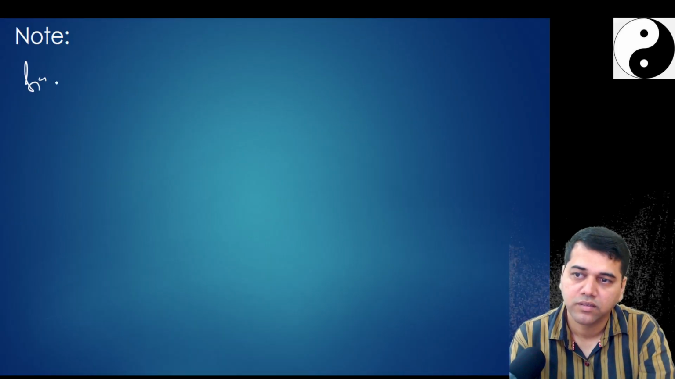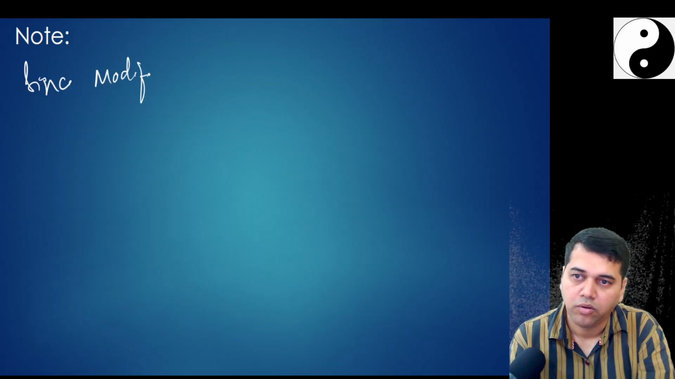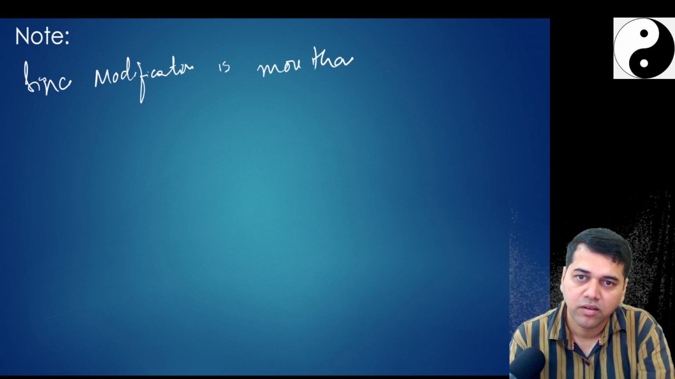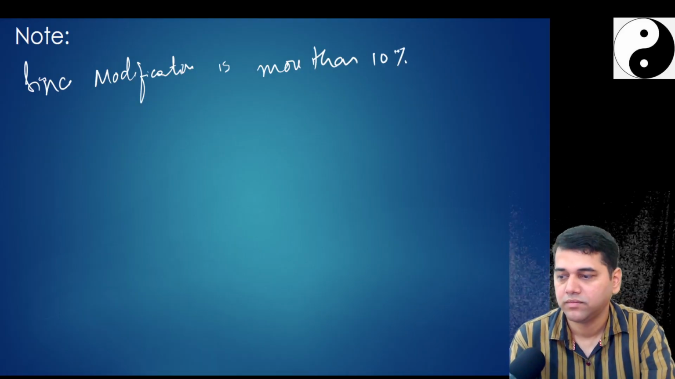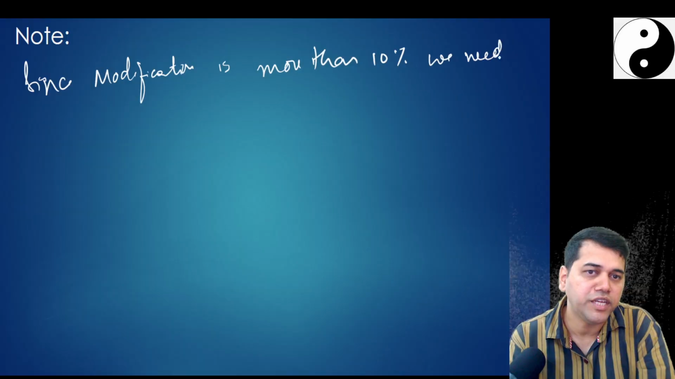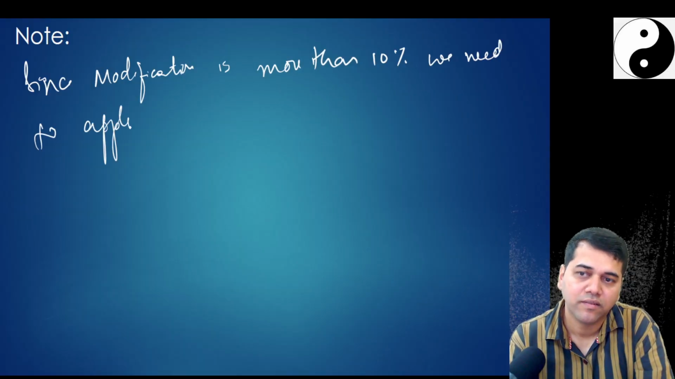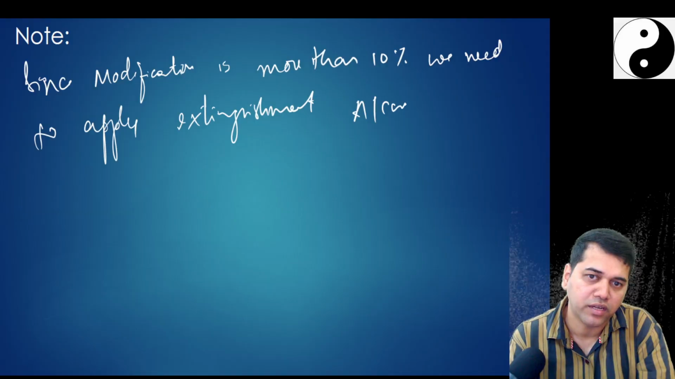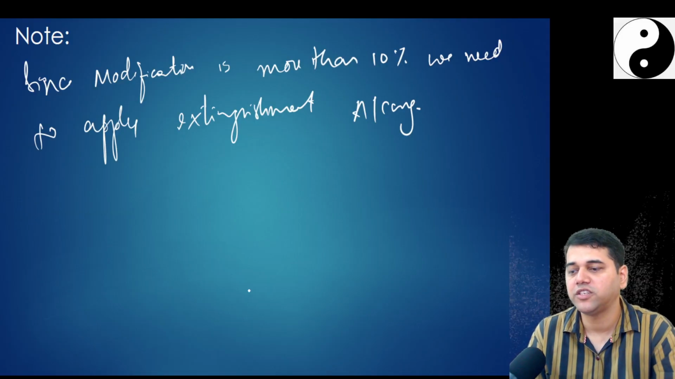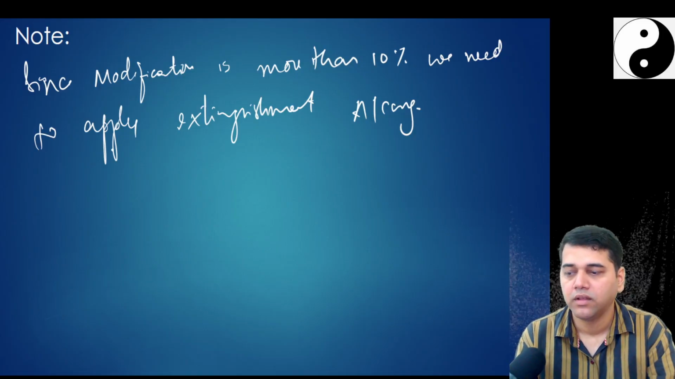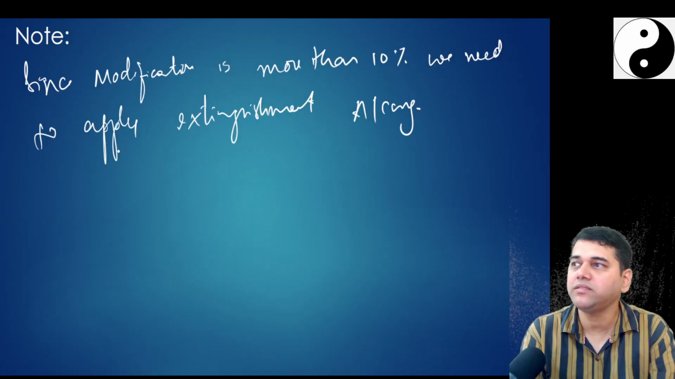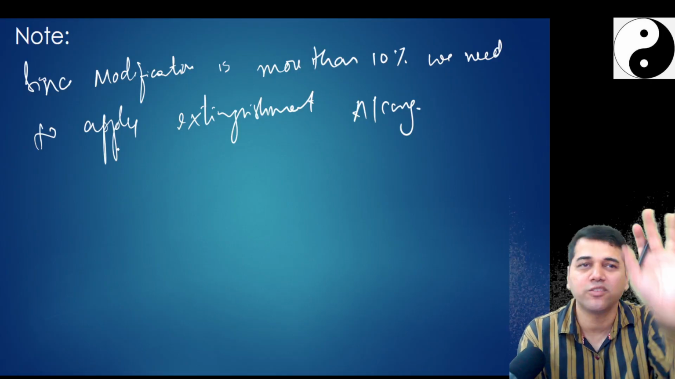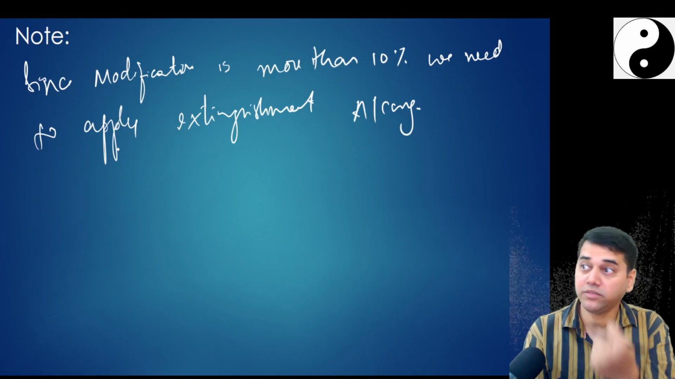Since modification is more than 10%, we need to apply extinguishment accounting. Since modification is more than 10%, we need to follow extinguishment accounting. That means extinguish the old loan. Old loan is no more, which makes sense to you, because it has lost its original identity. Now whatever comes is the new loan.